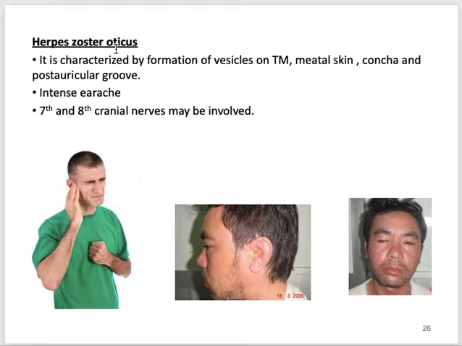Herpes zoster oticus, it's a herpes zoster infection as the name shows. When we examine the tympanic membrane in these patients, we can see the vesicles, and sometimes it involves the 7th and 8th cranial nerves.